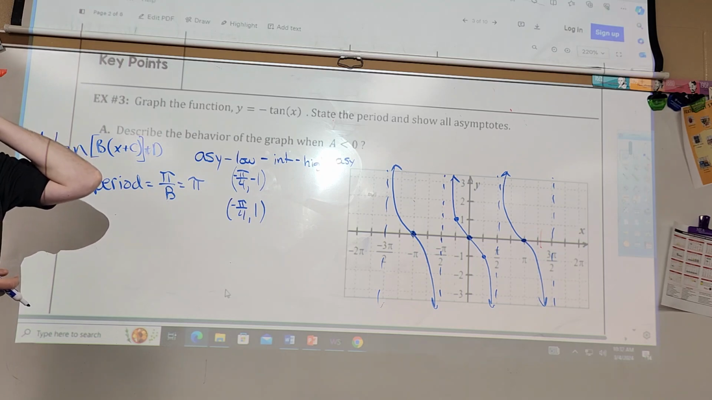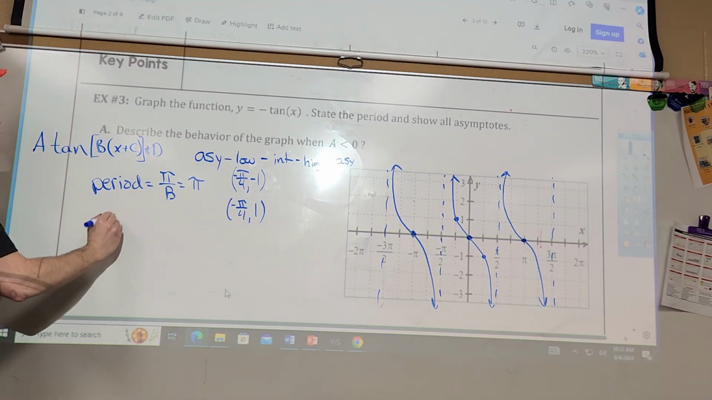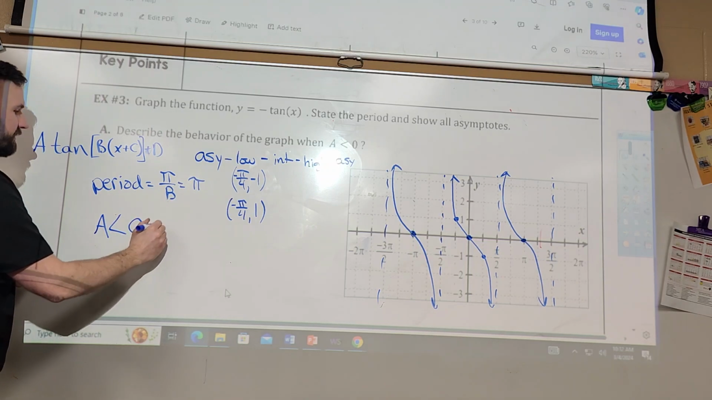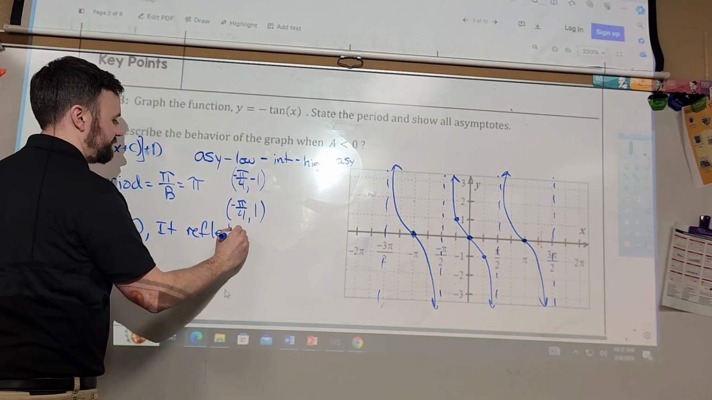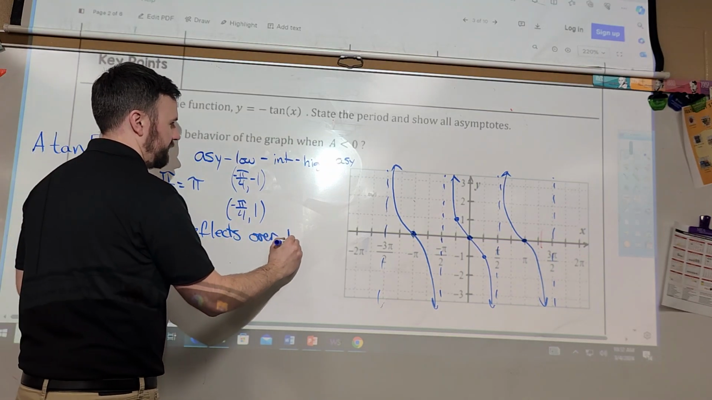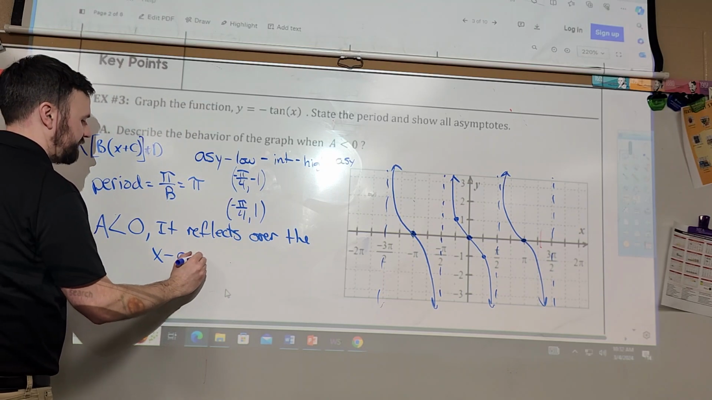What else did it want? Oh, describe the behavior. If A is less than 0, it reflects over the x-axis.